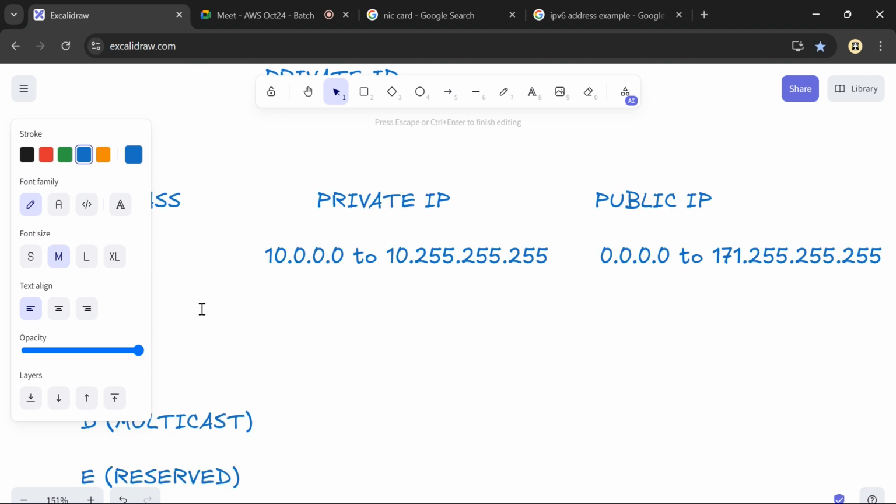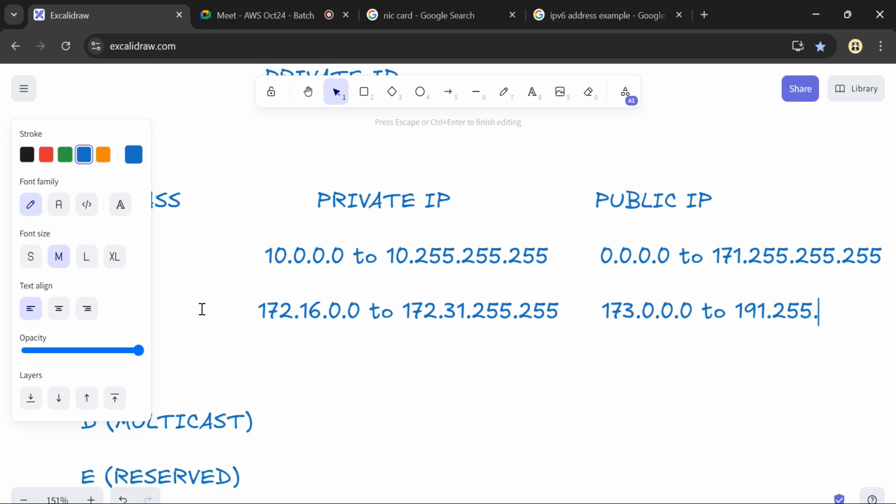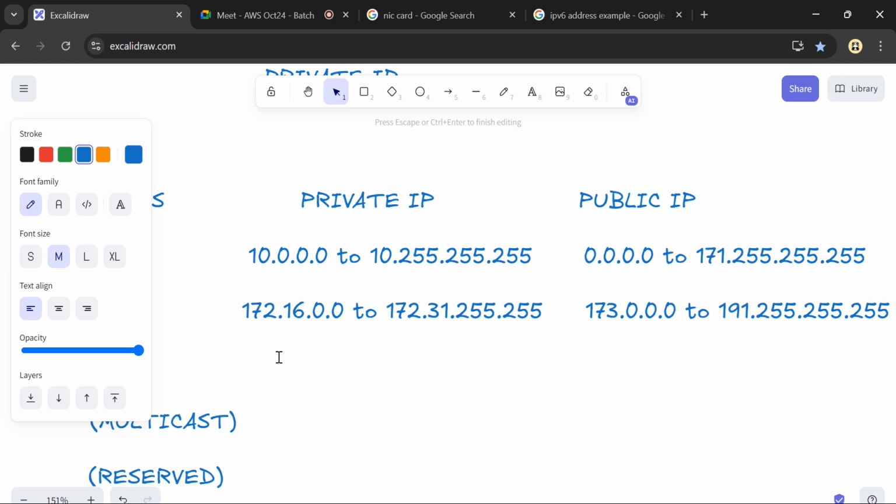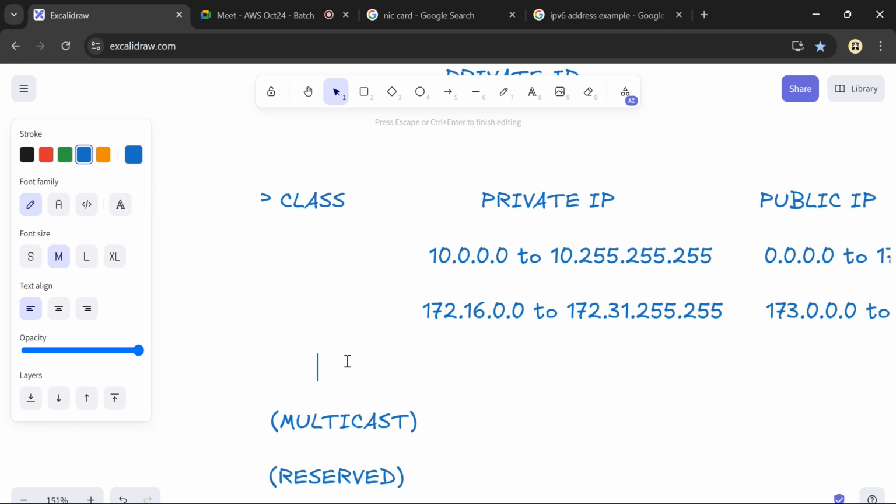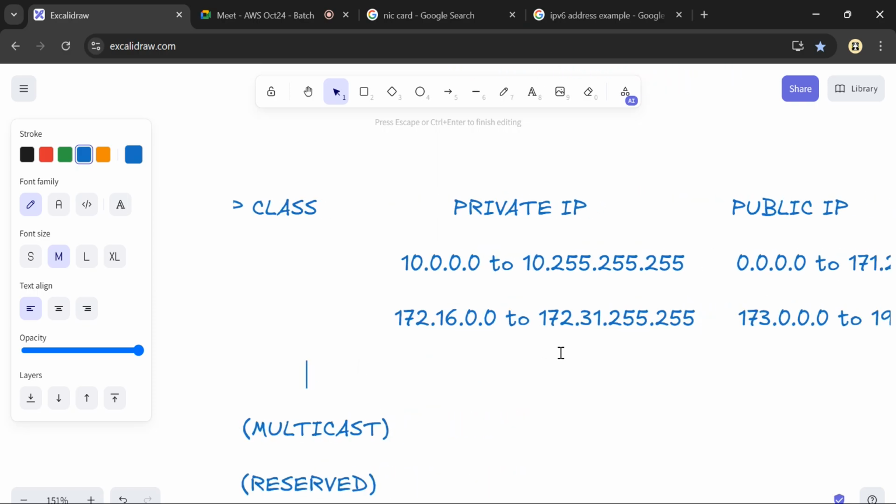In class B, we have 172.16.0.0 to 172.31.255.255, and anything outside this, that is 173.0.0.0 to 191.255.255.255, that is a public IP. So it is easy to understand because I am aware of the private IP, right?